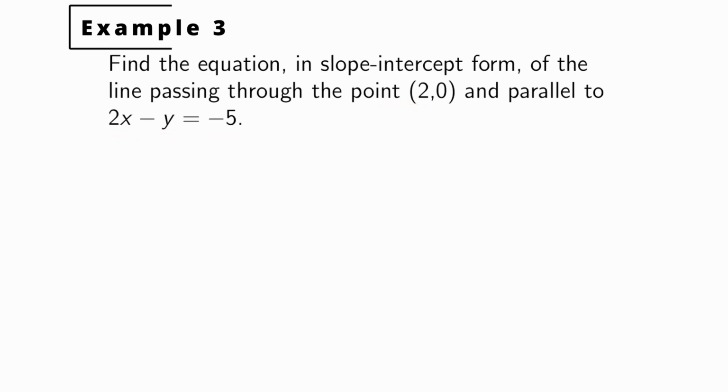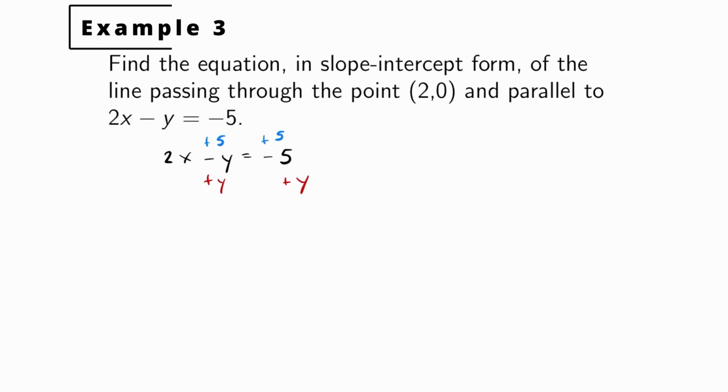And so to find the slope of this line, all I'm going to do is solve for y, because if I solve for y, it'll be written in slope-intercept form, and then we can identify the slope. So if we have 2x minus y equals negative 5, then I have to add y to both sides. And I'm going to add 5 to both sides as well. And that will cancel out the y on the left-hand side and the 5 on the right-hand side.